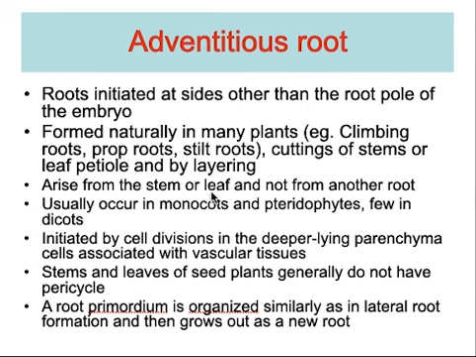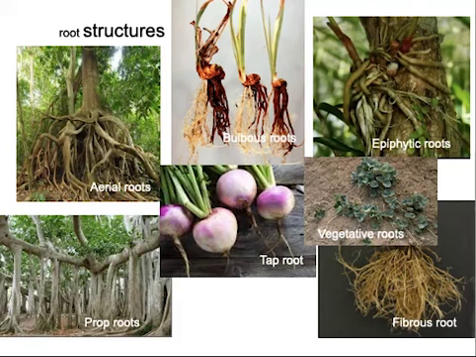They arise from the stem or leaf and not from another root, and usually occur in monocots and pteridophytes. Few only happen in dicots. They are initiated by cell divisions in the deeper lying parenchyma cells associated with vascular tissue. Stem and leaf of seed plants generally do not have pericycle, and a root primordium is organized similarly as in lateral root formation and then grows out as a new root. So that is the adventitious formation.